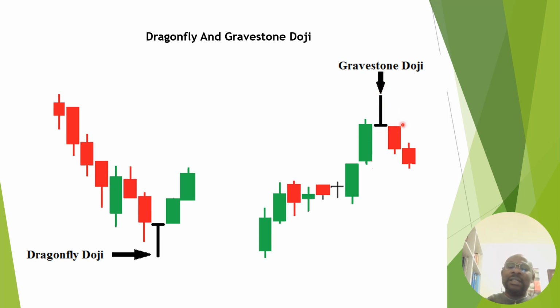That means the sellers rejected the price and said, oh, you know what? We cannot allow the price to go above this level. So as soon as this one closed, the next candle must be a bearish candle.